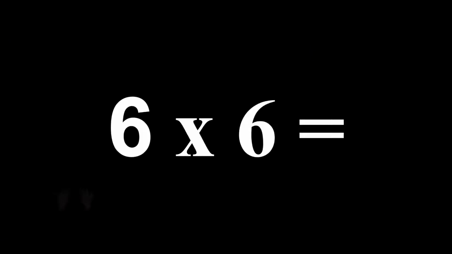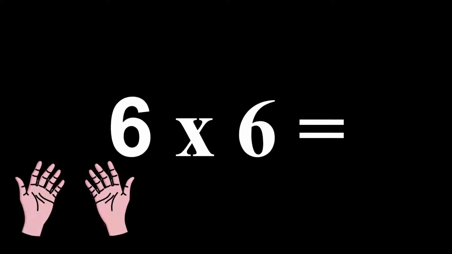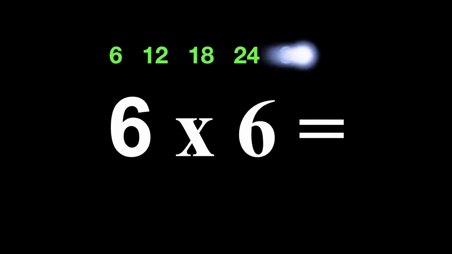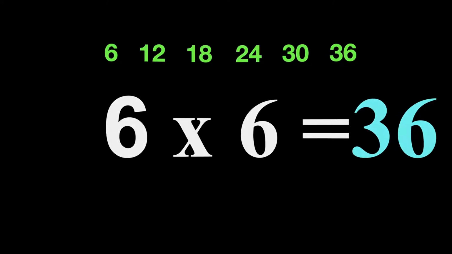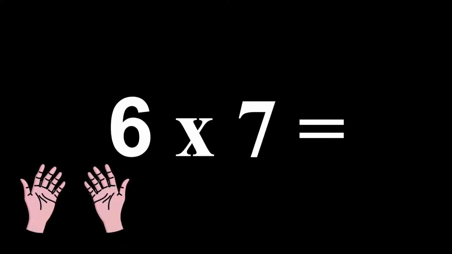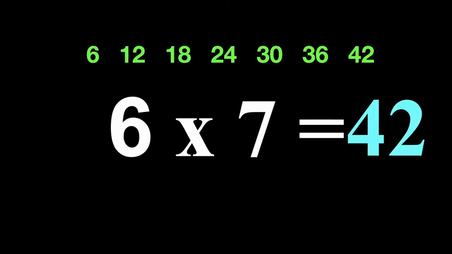6 times 6. Some people like to use their fingers to kind of keep track, and it takes a little bit of practice, but that's a good way to do it. So 6 by 6 would be 6, 12, 18, 24, 30, 36. So 6 times 6 is 36. 6 times 7, don't forget to use your fingers if it helps. Let's see if we can do some without the pictures right away. 6, 12, 18, 24, 30, 36, 42.